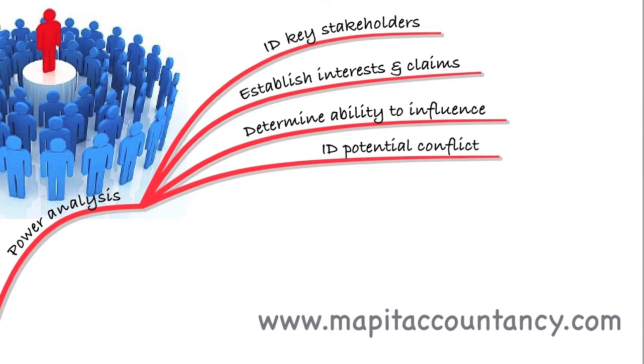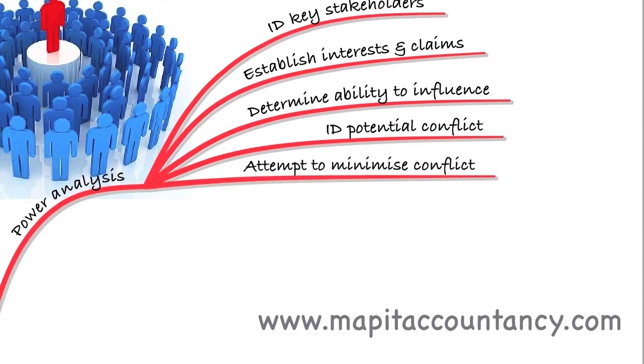Then identify any potential conflict. Not all stakeholders will want the same thing. So we need to make sure that we can identify where differing stakeholders will have differing objectives, and we can therefore try and set off any conflict and try and avoid that conflict if possible. Then we can attempt to minimize that conflict by simply knowing that it could come up and it could be a problem.